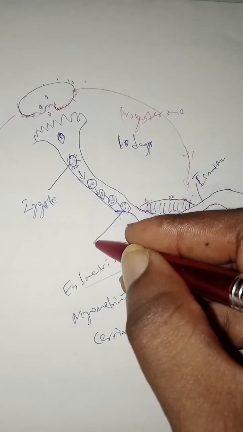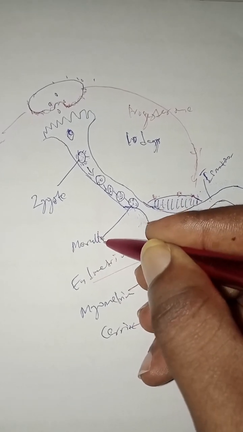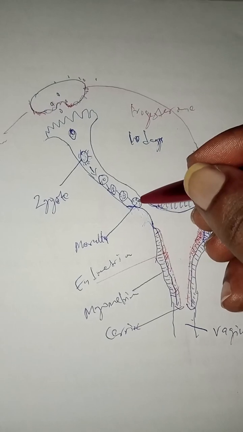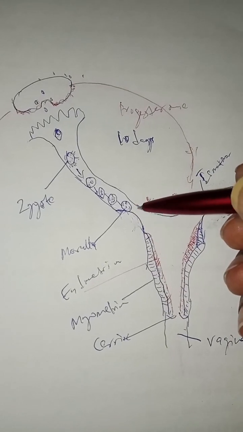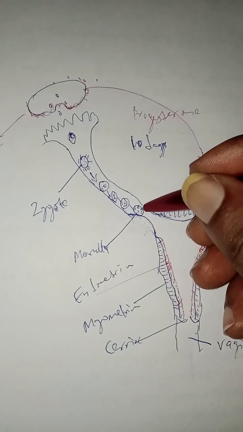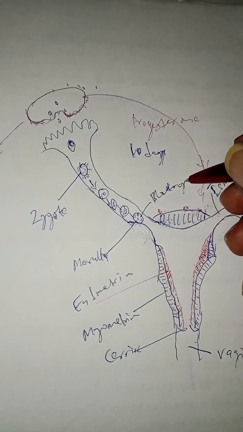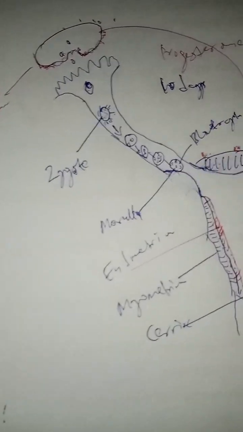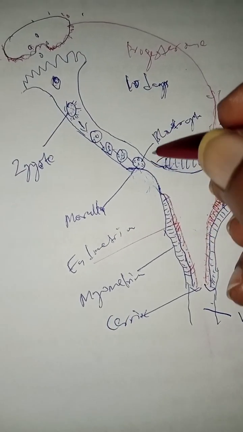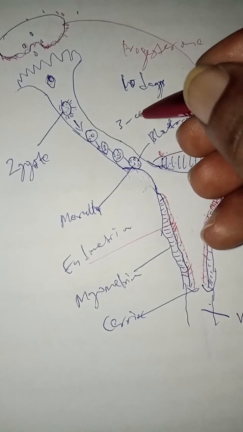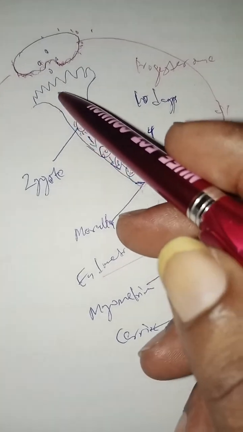At that point, we refer to it as the morula. This morula, which is the 16-cell stage of the zygote, you can also call blastocytes. It further divides from these 16 cells to 32 cells, and this occurs at day 3 to day 4. Please take note why this division is taking place.